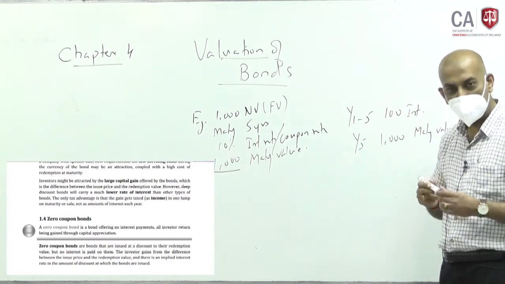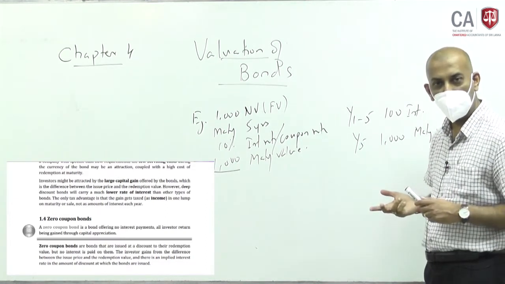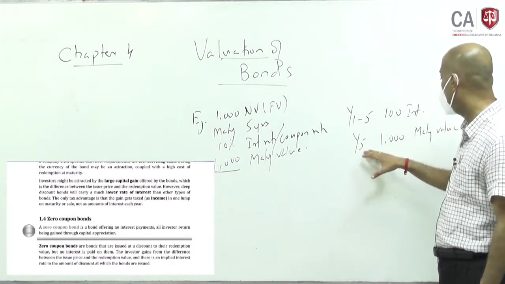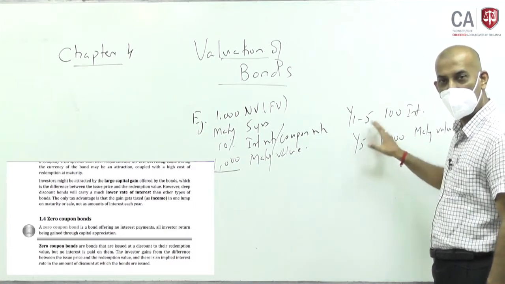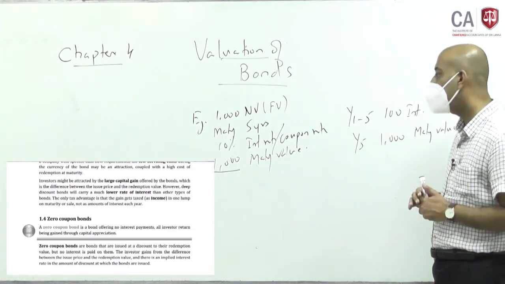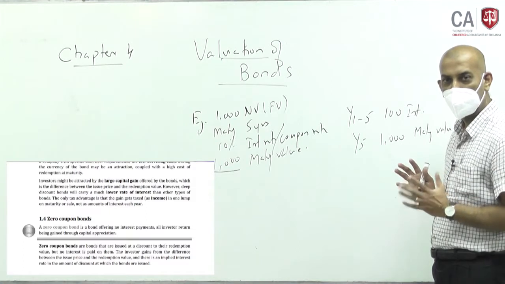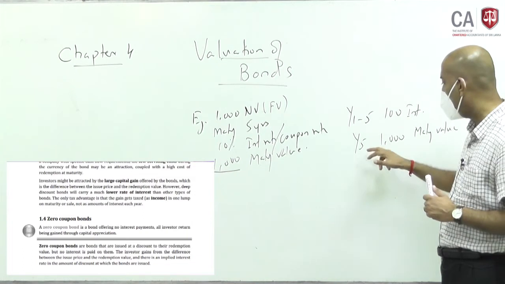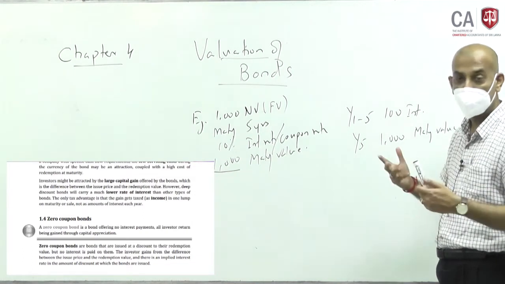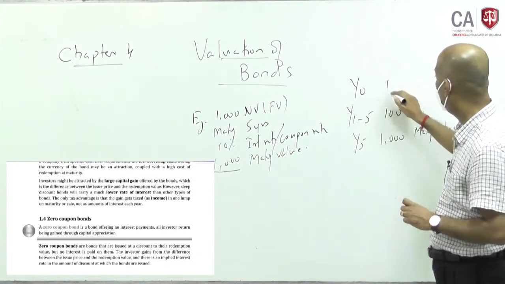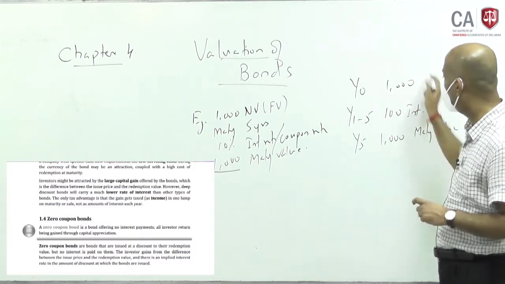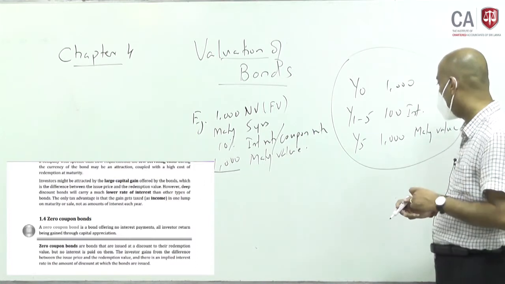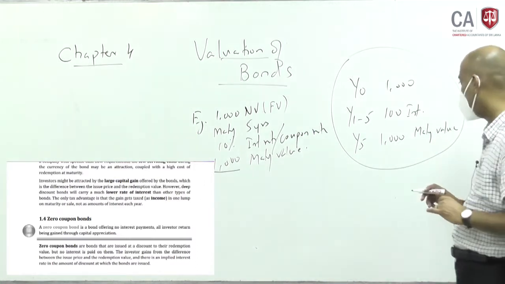So as an investor, the process is that you are investing 1000 rupees in year 0 today. Every year you get 100 rupees interest. At the end of 5 years you get 1000 rupees. So what I am trying to tell you is your total cash flow is going to be 100 rupees every year for 5 years, and at the end of 5 years you get 1000, and you invest 1000. This is the total cash flow involved in a debenture or a corporate bond or a government bond. Basic example I am talking.